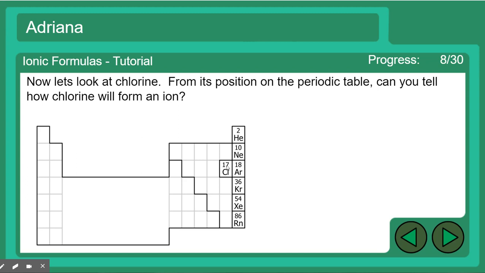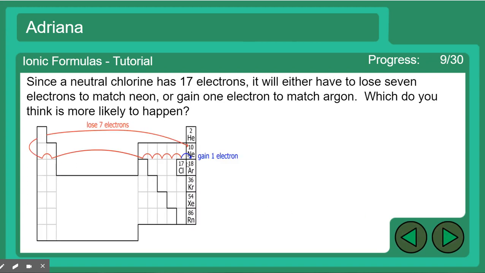Chlorine can either gain an electron to have 18 like argon, or it can lose 7 electrons to have 10 like neon. What do you think is more likely to happen? Hopefully, you immediately said, it's way easier for this very electronegative atom to just pull an electron into itself and become like argon than it is for this very electronegative atom that wants to pull electrons toward itself to lose 7 electrons to become like neon. That's not going to happen, right?